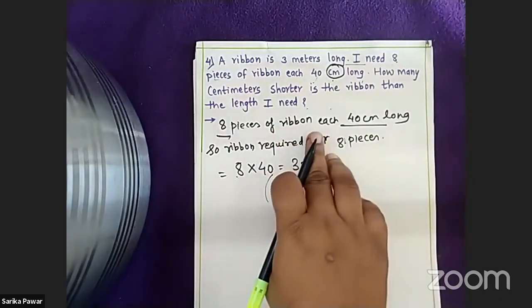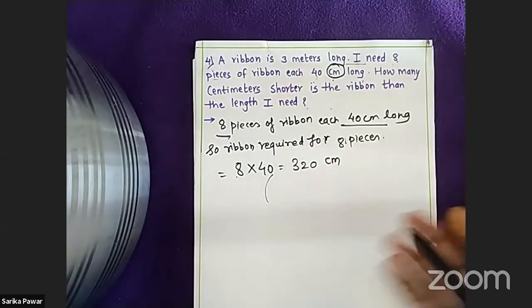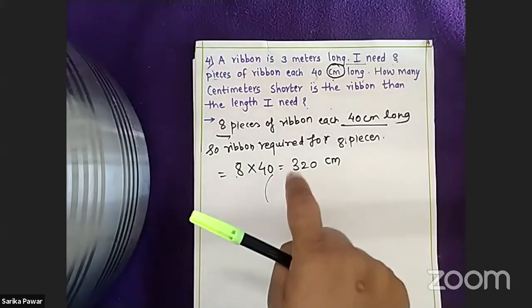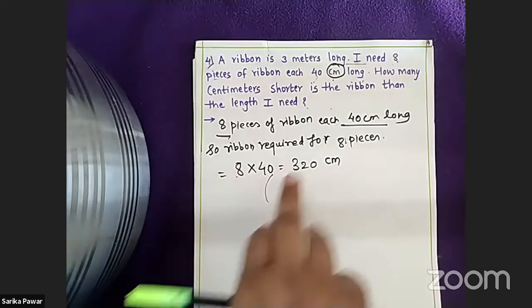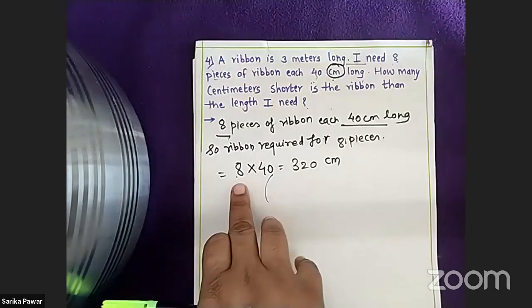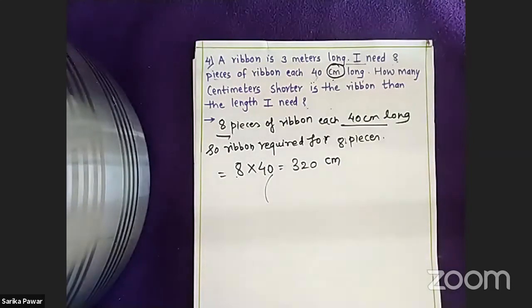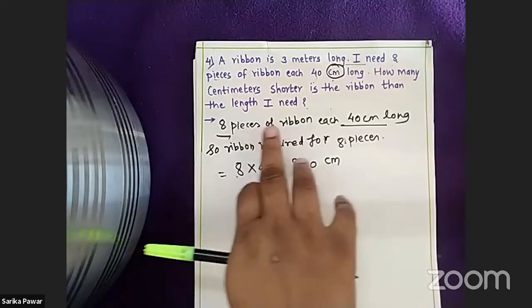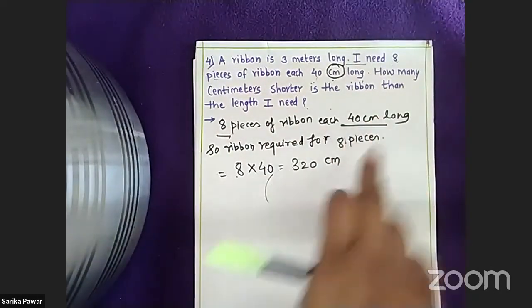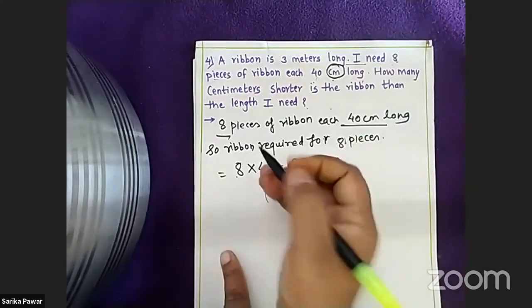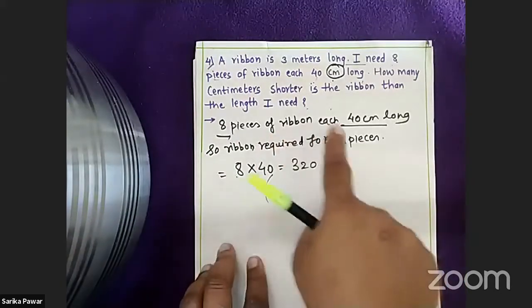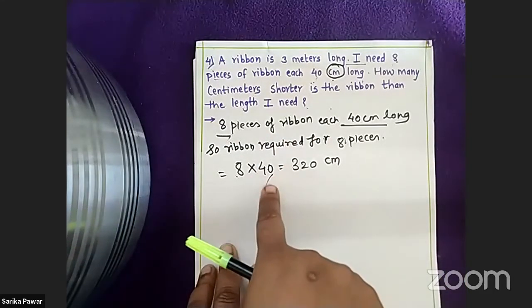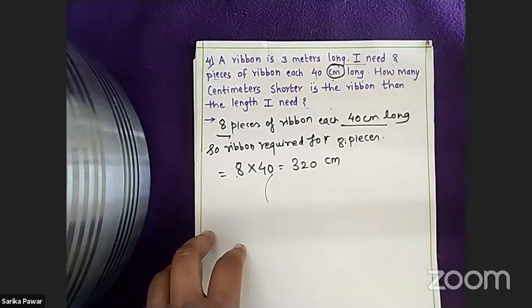8 pieces of ribbon. Again and again I am repeating this point because this point is so much important. If you are able to find out the centimeters of 8 pieces, then you will get to know the answers. 8 pieces of ribbon, each of 40. One piece is 40 centimeter. Then 8 pieces of ribbon is 8 multiplied by 40, equal to 320 centimeter.